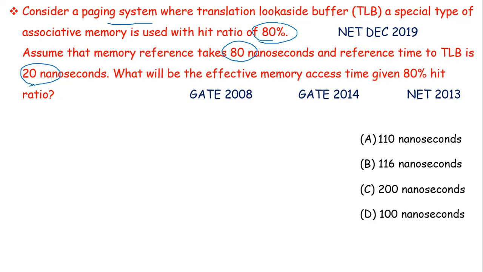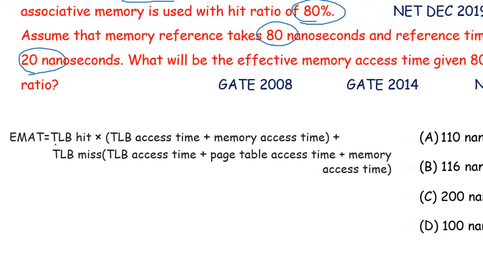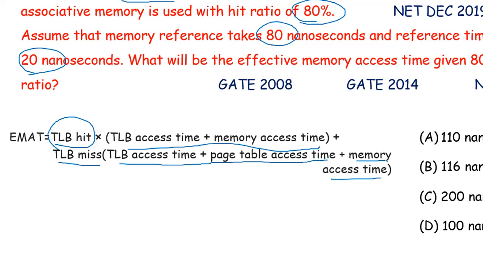Whenever we have to calculate effective memory access time given TLB, its formula will be TLB hit ratio multiplied by TLB access time plus memory access time, plus TLB miss ratio into TLB access time plus page table access time plus memory access time. Though it is not given in the question what the page table access time is, we assume that the page table resides in main memory. So we will take 80 nanoseconds as page table access time.